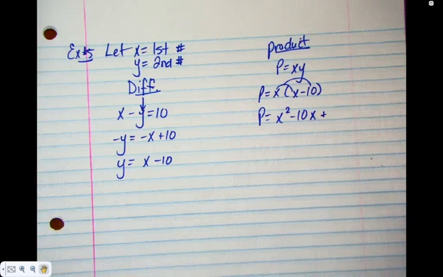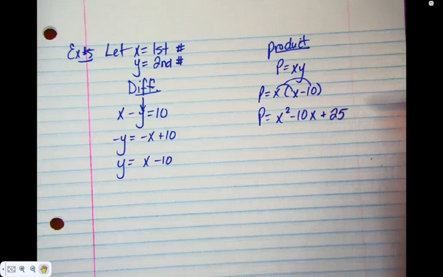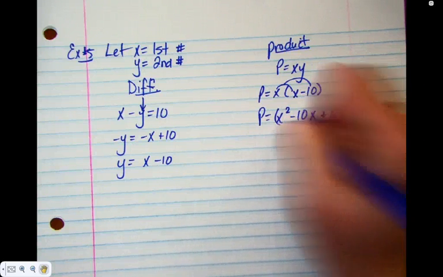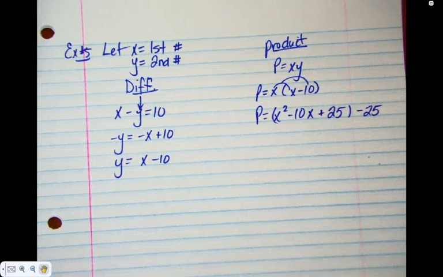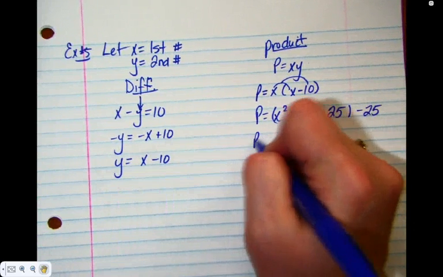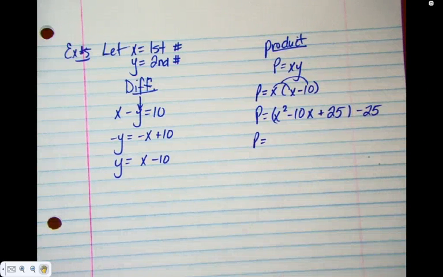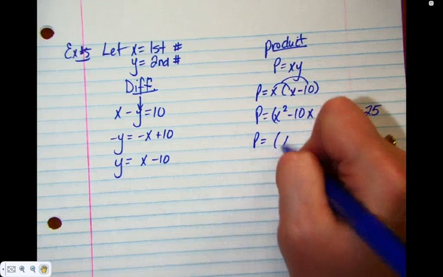25. Put the whole thing in brackets. Minus 25. Bracket x minus 5.